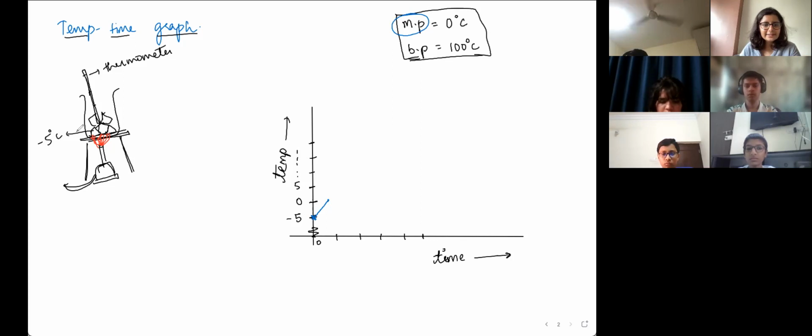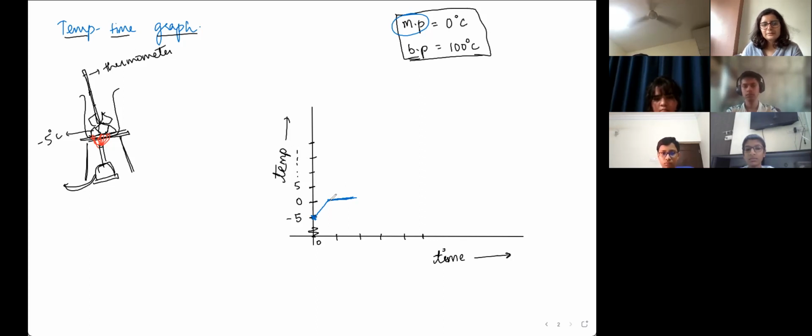Okay. So ice hai, -5 it's ice, -4 it'll be ice, -3 it'll be ice, -2 it'll be ice, -1 it'll be ice. Once it hits 0, it'll start melting. So when it is melting, it has been observed कि उसका temperature increase नहीं हो रहा है. So as long as ice is melting, it will remain constant. Horizontal हो जाएगा ये line.